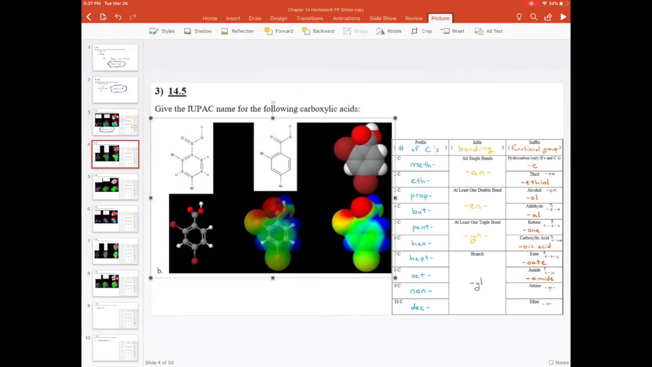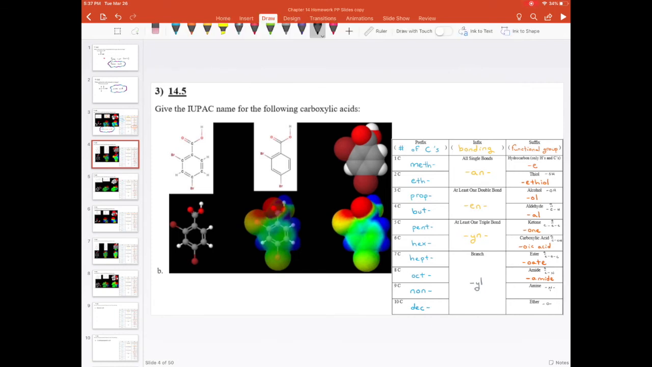All right, let's try to name this one. And they want to give the IUPAC name for this. Now, what should stand out when you first see this is that there is a ring with alternating single and double bonds. Let me just write that up here. If you ever see a ring with alternating single and double bonds, you know that that is a special molecule with special behavior. It's called benzene.